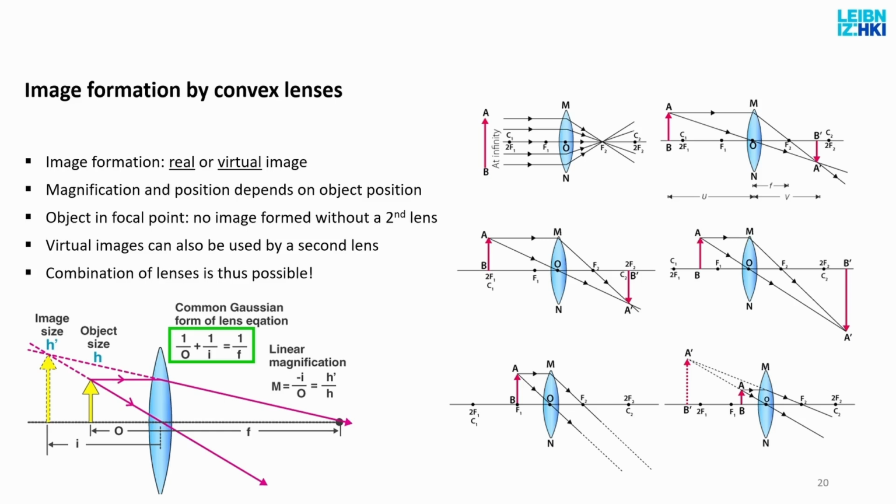So what does this mean? This means that my magnification will depend on where the object is relative to the lens.